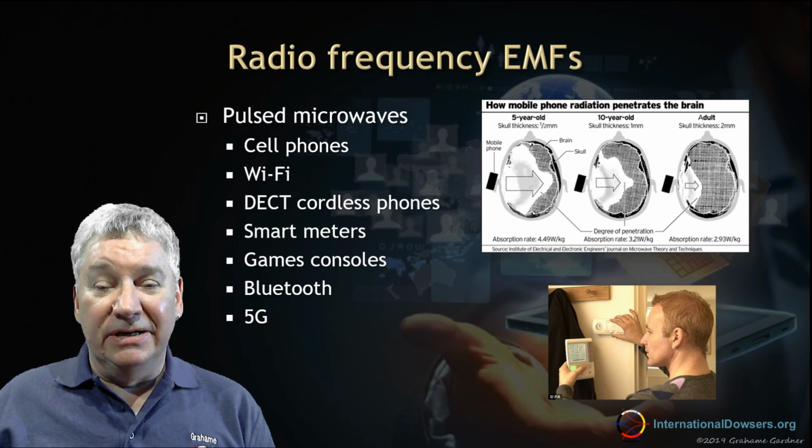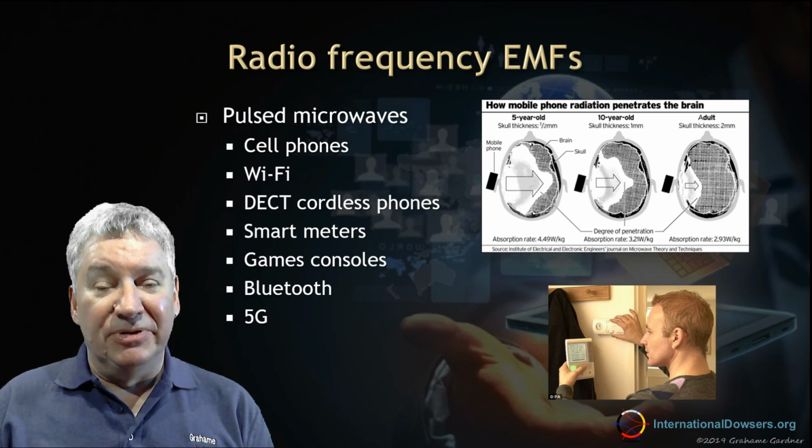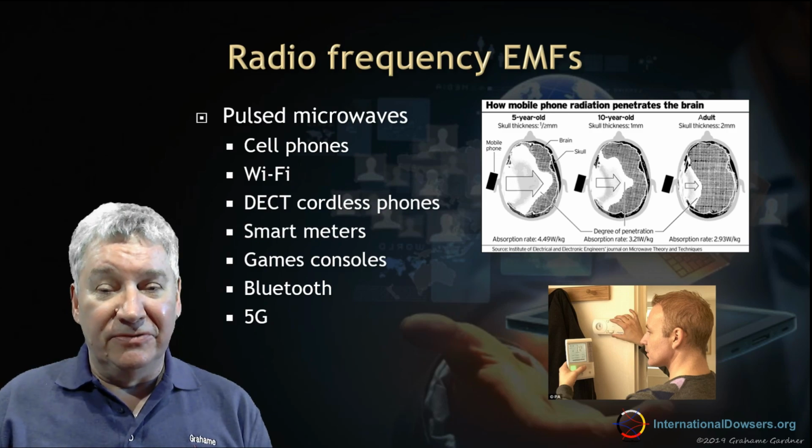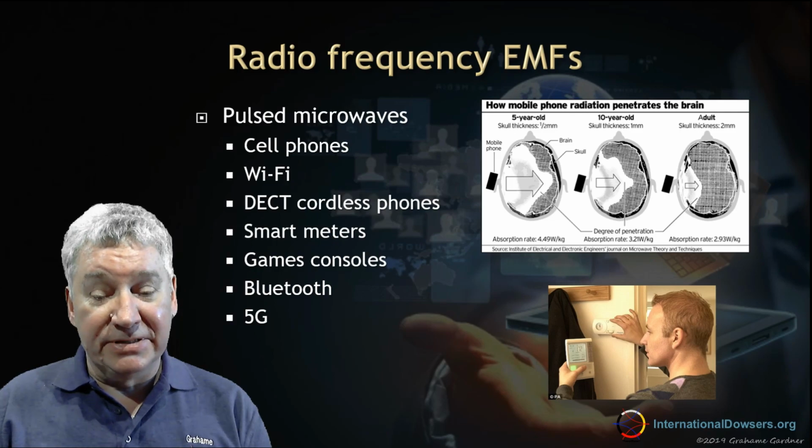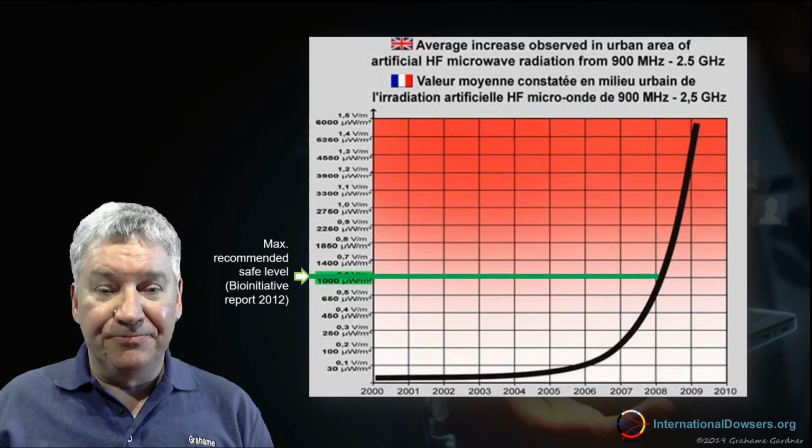So 5G is a bit of an exponential leap in this because it's going to require the installation of many hundreds of thousands of small cell transmitters to provide the blanket coverage it requires. But more of that in a minute.